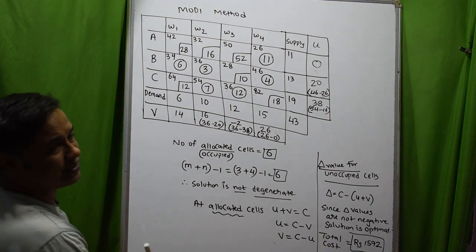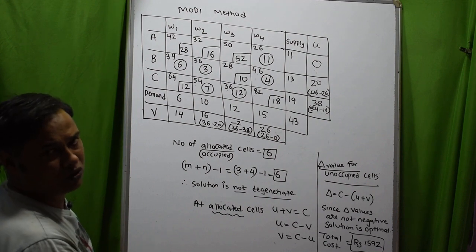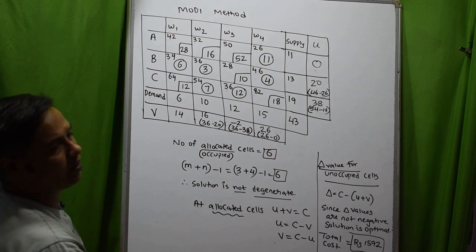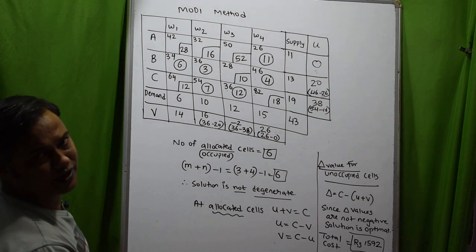I hope you got the whole concept of the Modi method very clear. This has been the first problem. I will solve one or two more problems. There will be one more problem on degeneracy where we will actually see how to solve a degenerate problem.